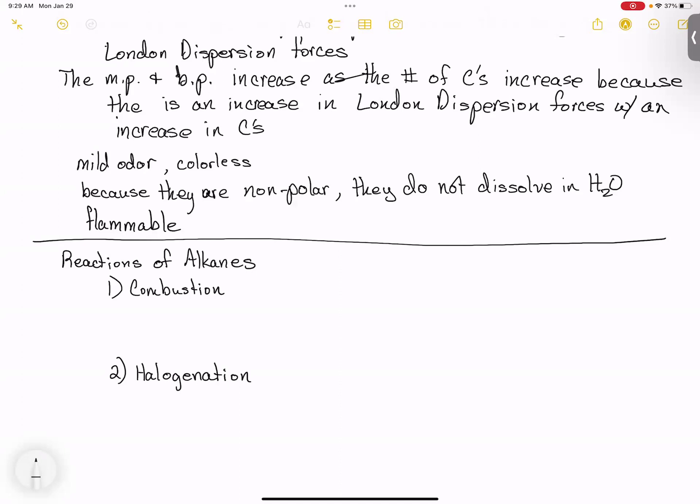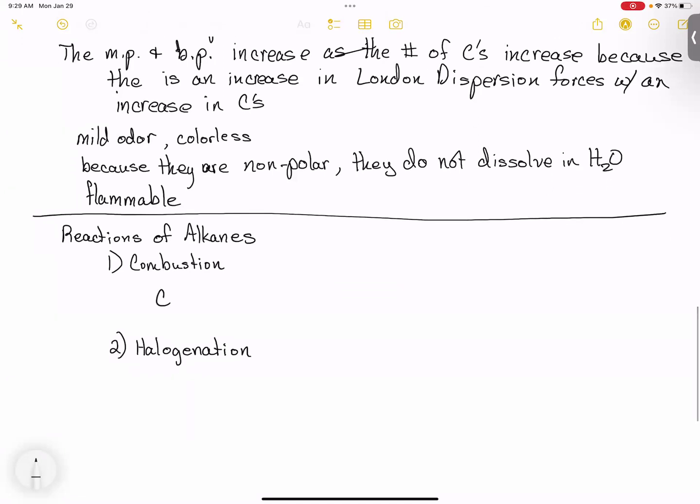With combustion, you're going to take your alkane. You're going to add oxygen. And if you have a complete burn, you're going to get out CO2 and water. That is the combustion reaction. You add oxygen, you get out CO2 and water.